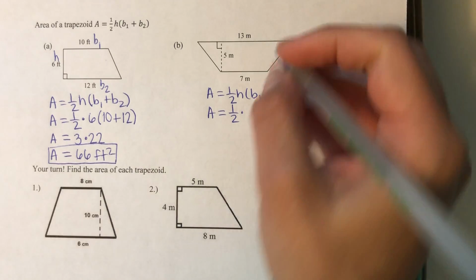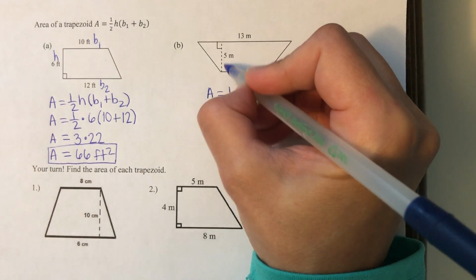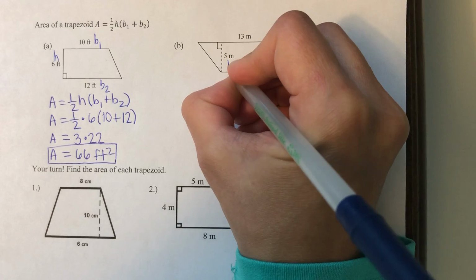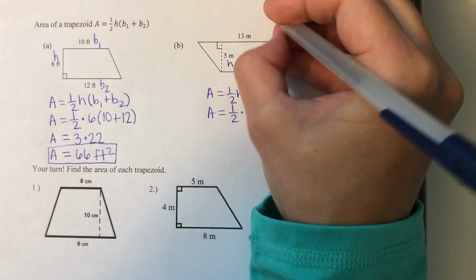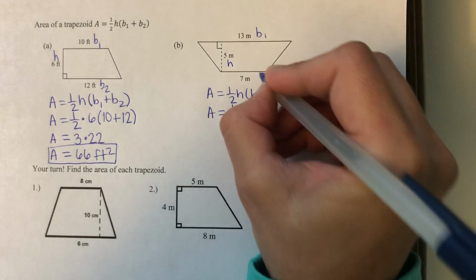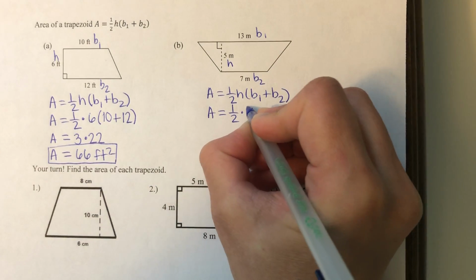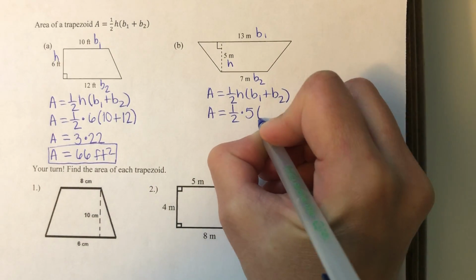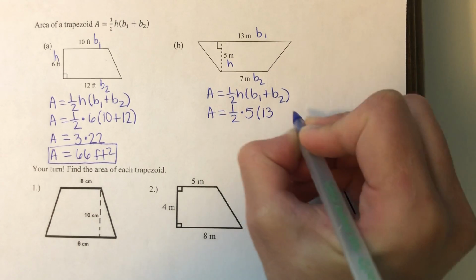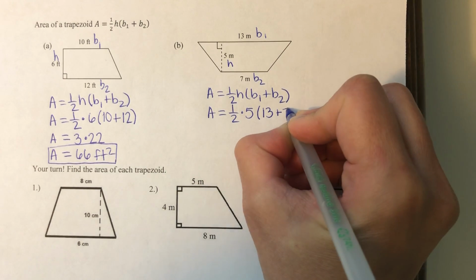All right, let's label our dimensions. Height straight up and down, that's the 5. Bases, doesn't matter which one you call which. I'll call this one base 1 and this one base 2. So in for height is going 5. Parentheses, my first base is 13 and my second base is 7.